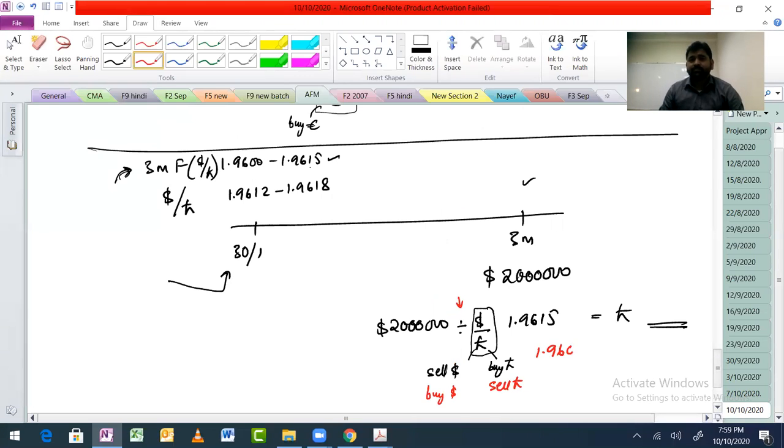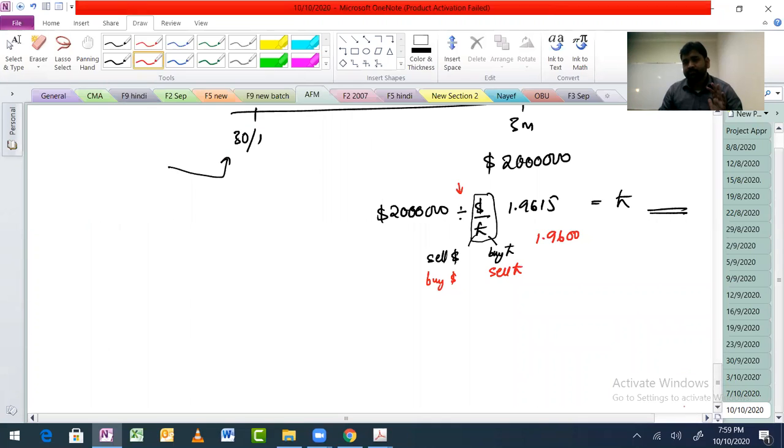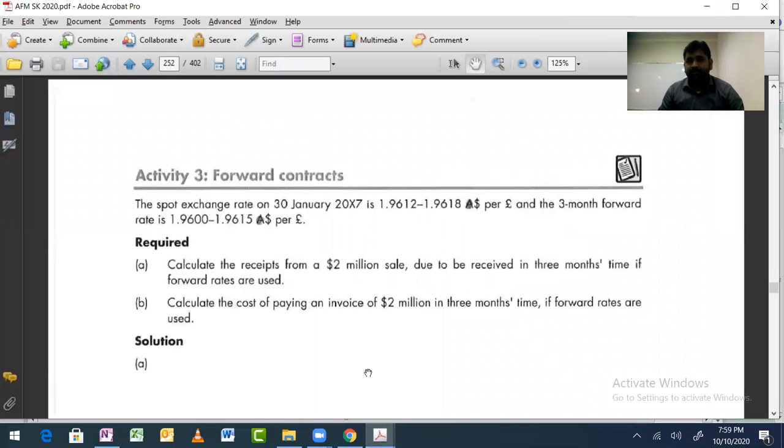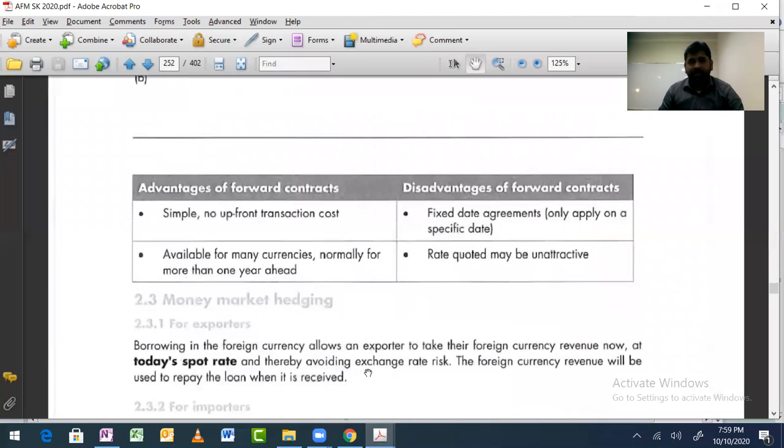That's it. Are we done with the forward contracts? Yes. Simple. There's no rocket science here. It's as simple as this. So that was the beginning and end of this.